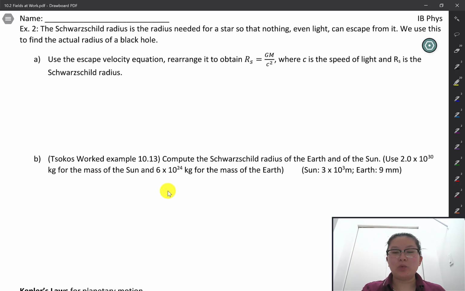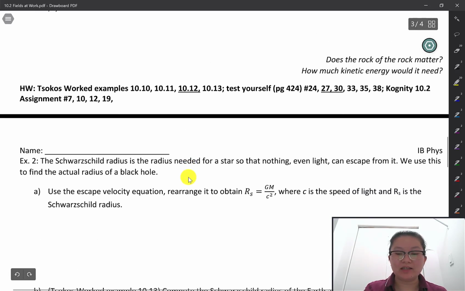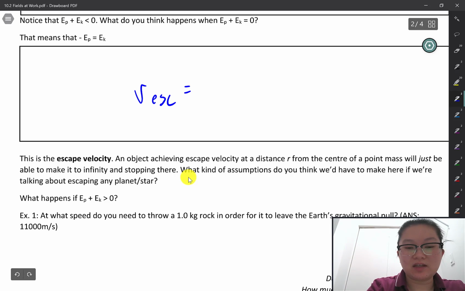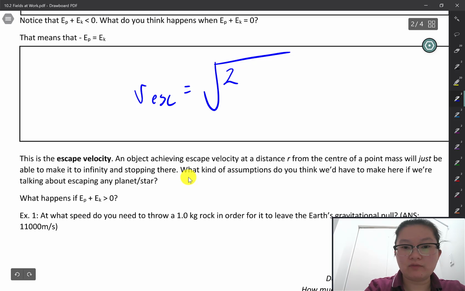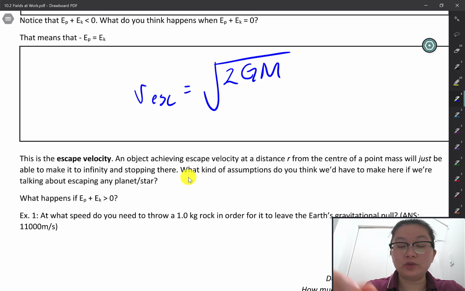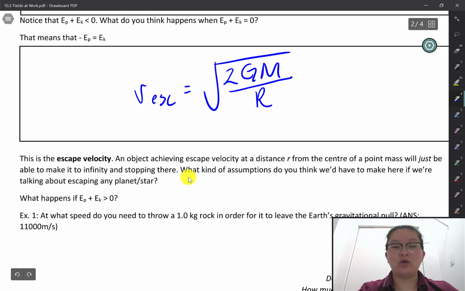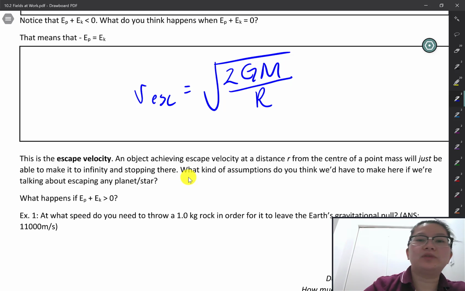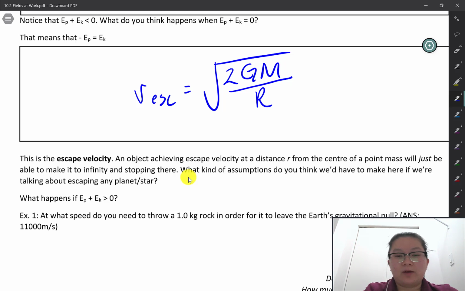In this video, we are going to talk about escape velocity. So applying the escape velocity equation, which, if you don't have it already, is v escape equals the square root of 2GM divided by r, where big M is the mass of whatever's gravitational field we're trying to escape from, and r is the distance you are away from this object.